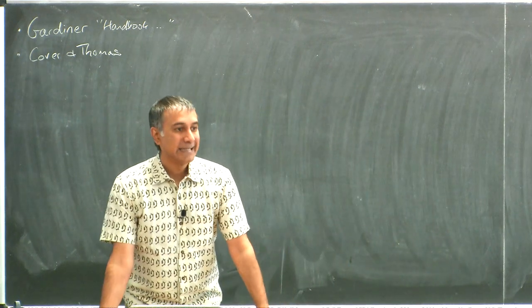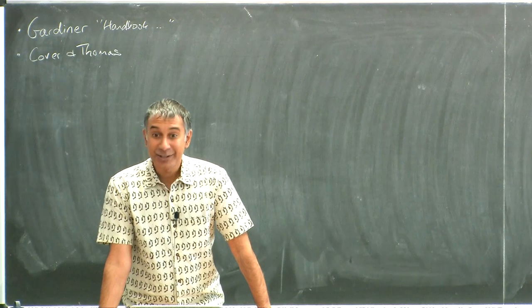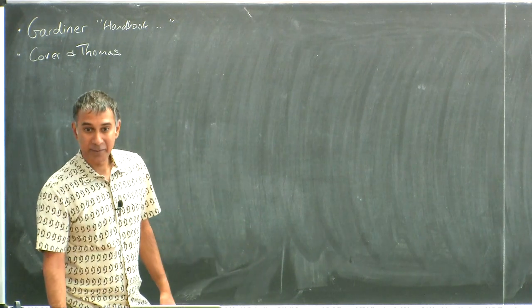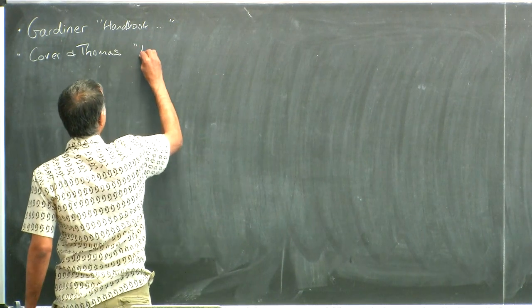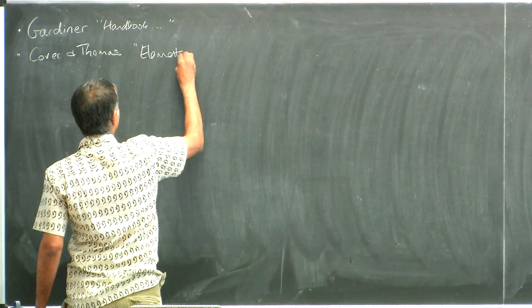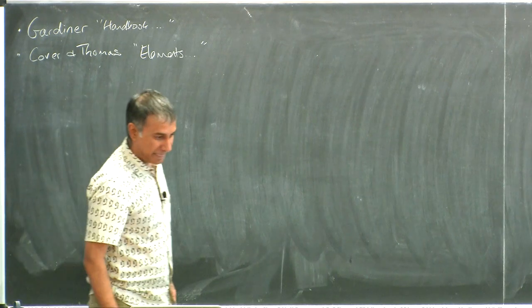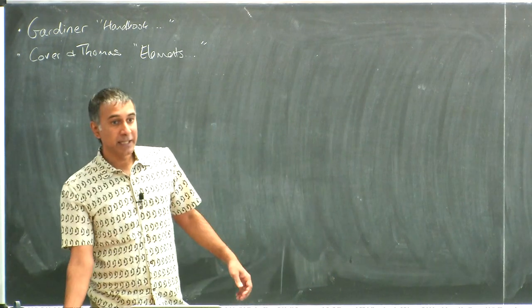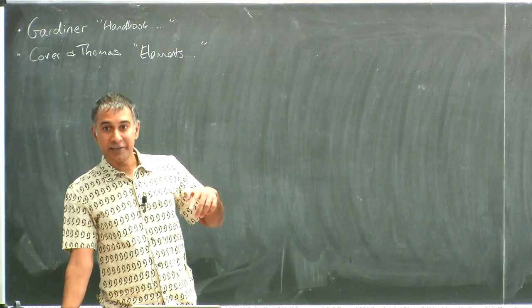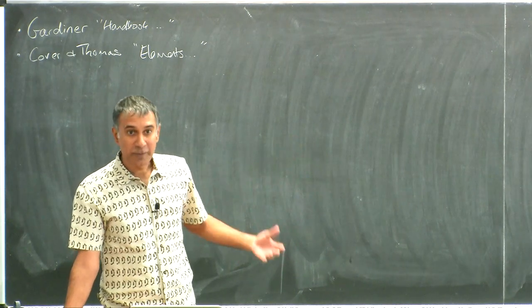Okay. So let's get started. Sorry? Elements of Information Theory. It's a famous book. And today at 2:30, I'll be giving a seminar, which is an ICTP seminar in this room.